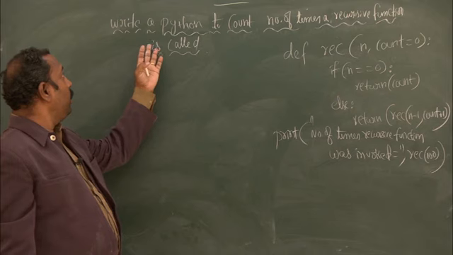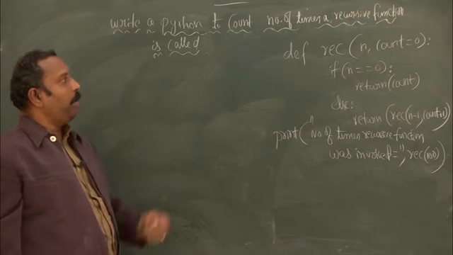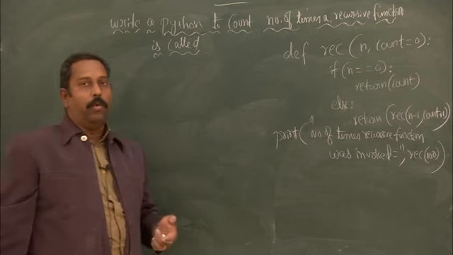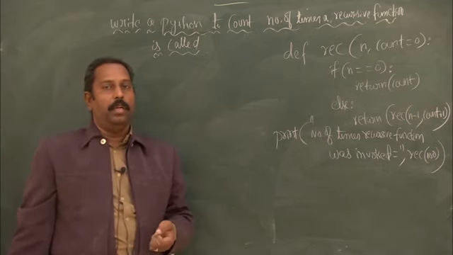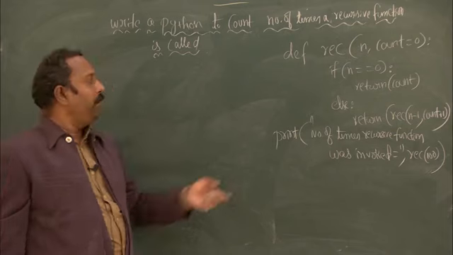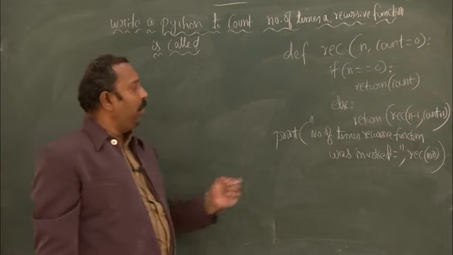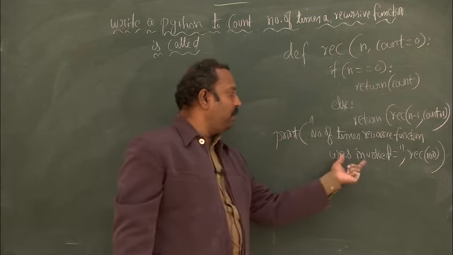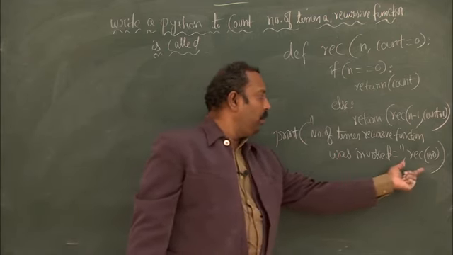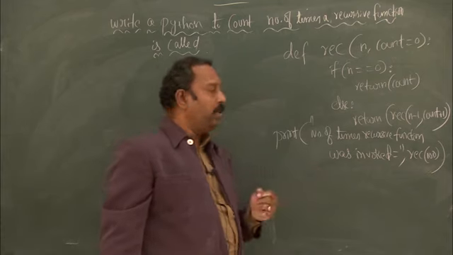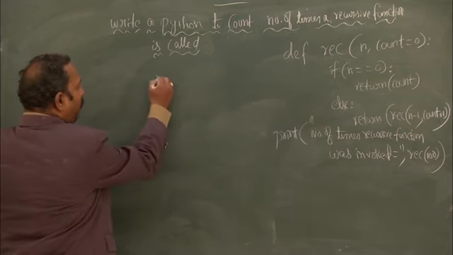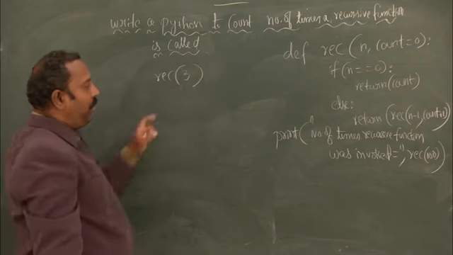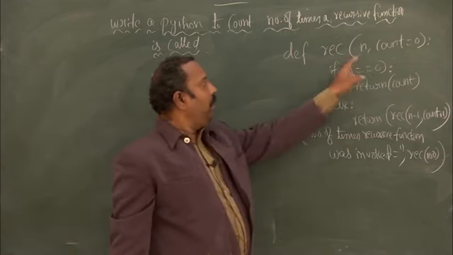Last program is write a Python code to count the number of times a recursive function is called. If you want to calculate how many times the recursive function is executed, the count, if you want to know, then this is the code. For example, print number of times recursive function is invoked. REC of 100. Suppose I have given REC of 3. So 3 will come to n.